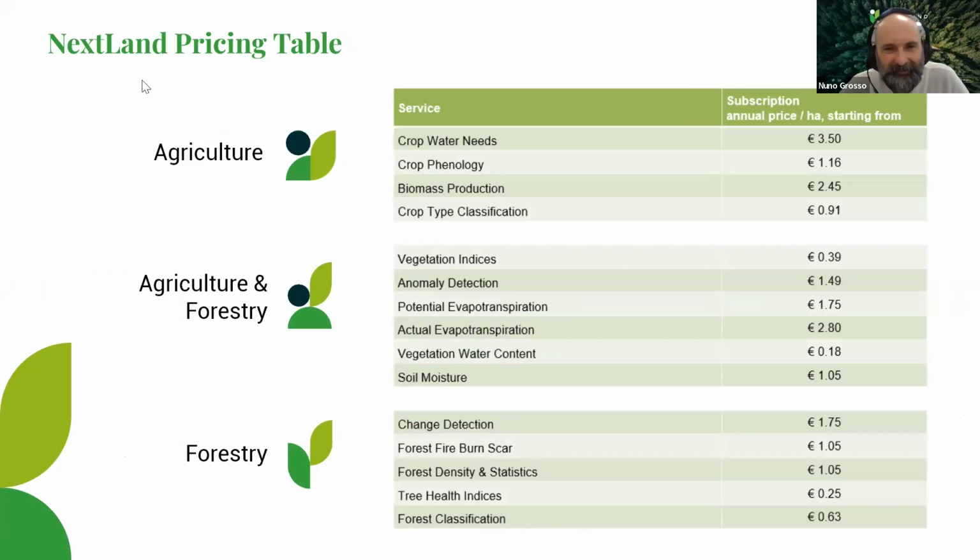Yeah, so this is the pricing table split amongst the different areas of applications. At the top, you have the agriculture services. At the bottom, you have the forestry services, which I believe are more of your interest based on this specialist session. And then in the middle, we have the services that are applicable to both industries. And in the right column, you can see the subscription price per hectare per year.